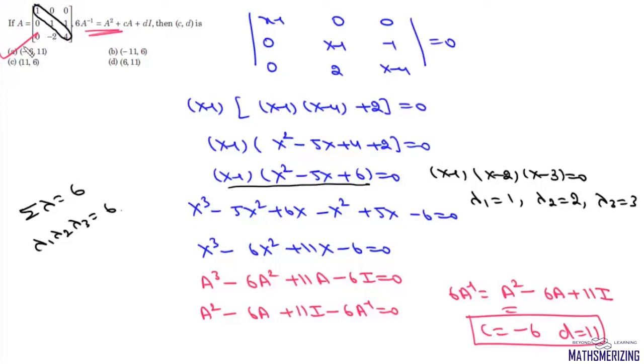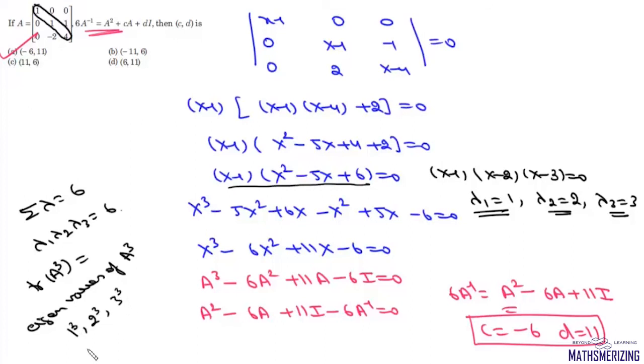Now suppose for this question they ask you to find the trace of A cube. Now we know that eigenvalues of A are 1, 2 and 3. Then eigenvalues of A cube will be 1 cube, 2 cube and 3 cube. So trace of A cube will be sum of eigenvalues, which will be 1 plus 8 plus 27, and which is 36.